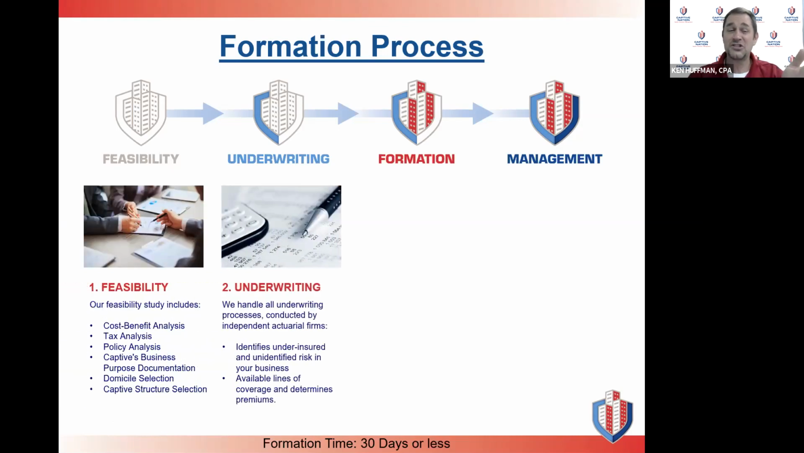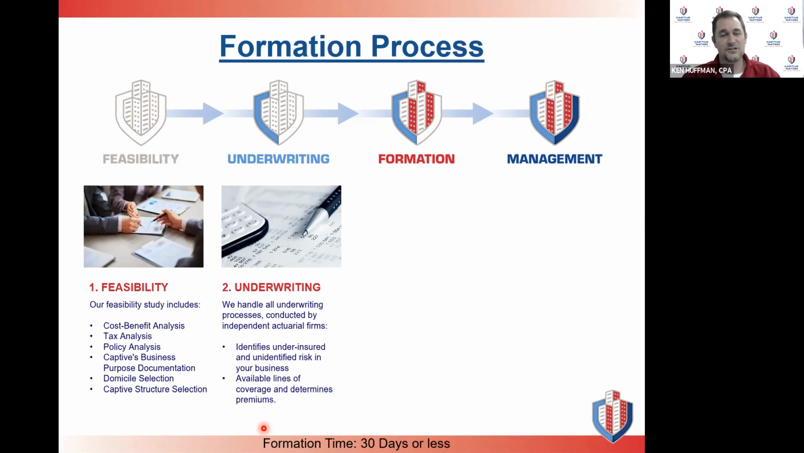Now, if they say, yeah, this feasibility looks good, let's go to the next stage, that's underwriting. That's where we hire the independent actuary who is going to come up with the exact policies and the exact premium amounts. We'll give you a ballpark figure in the feasibility, which is pretty close, but the next stage is the formal underwriting study. It's an important part of formation. At that point, you're still not committed to forming the captive, but you'll have all the information you need.